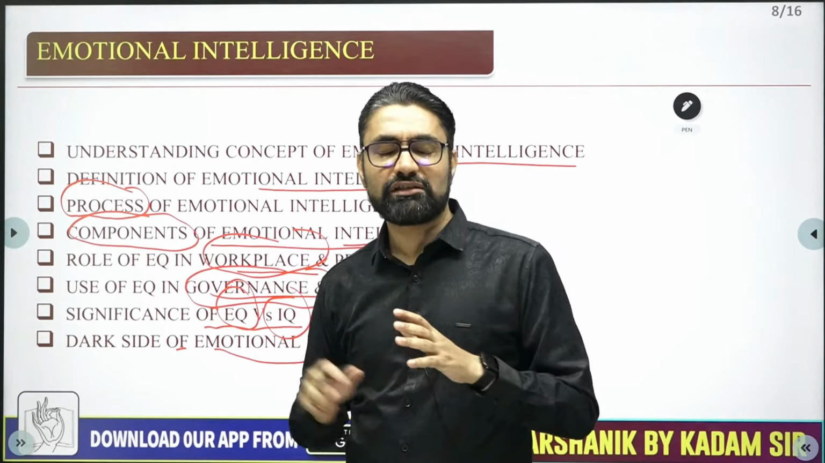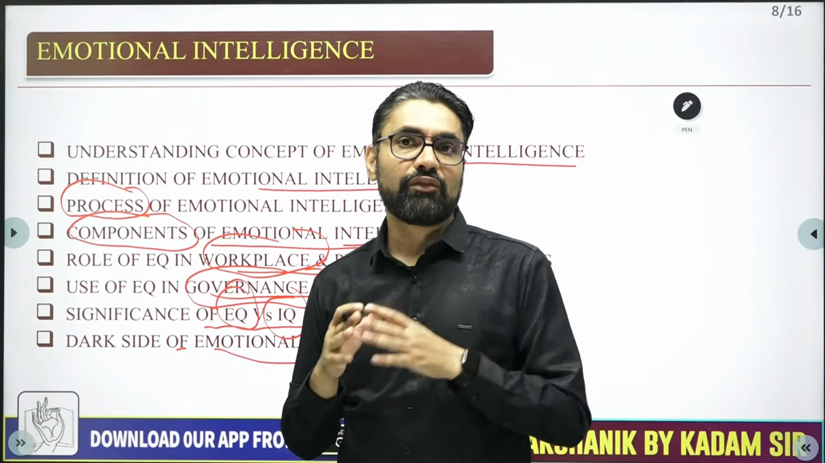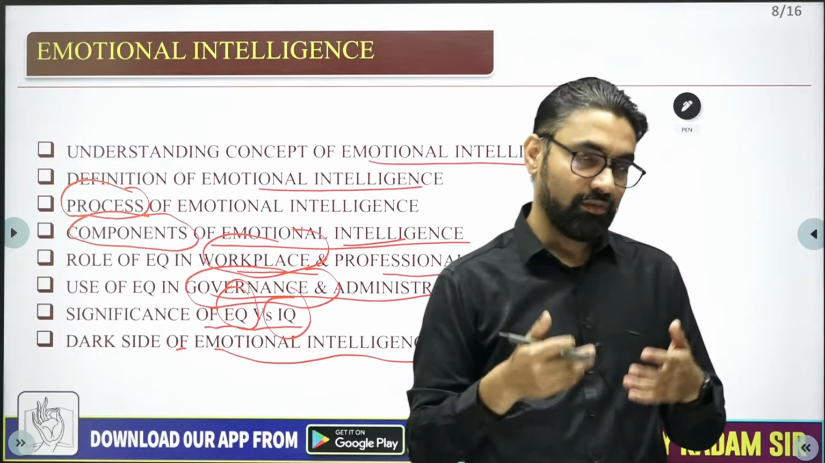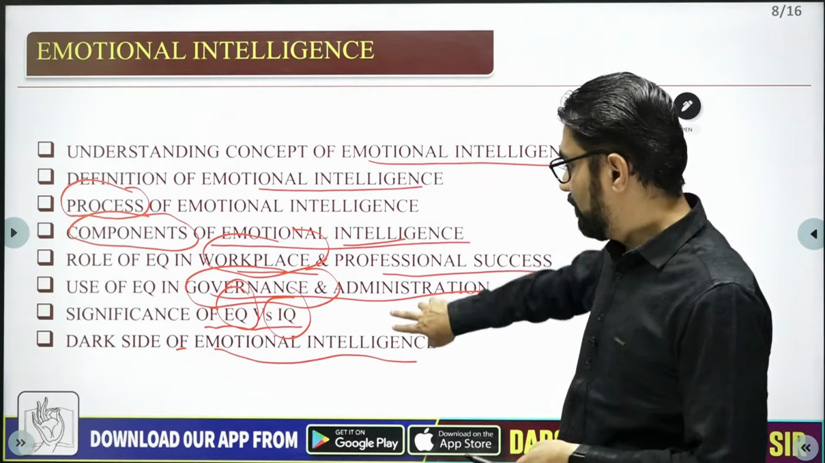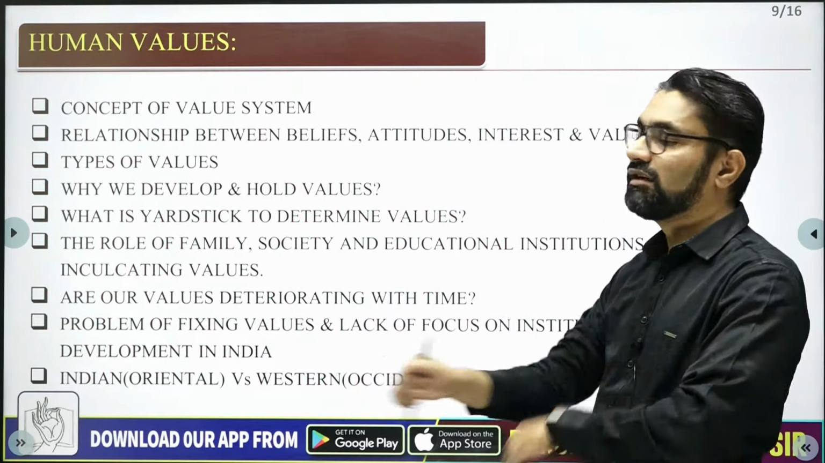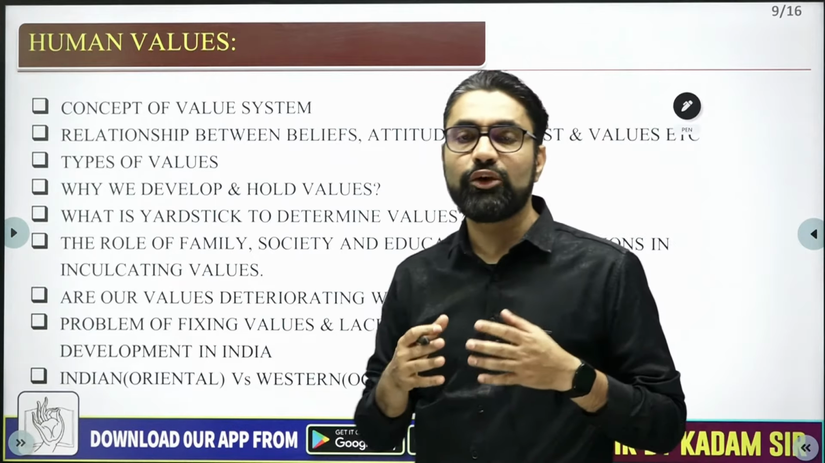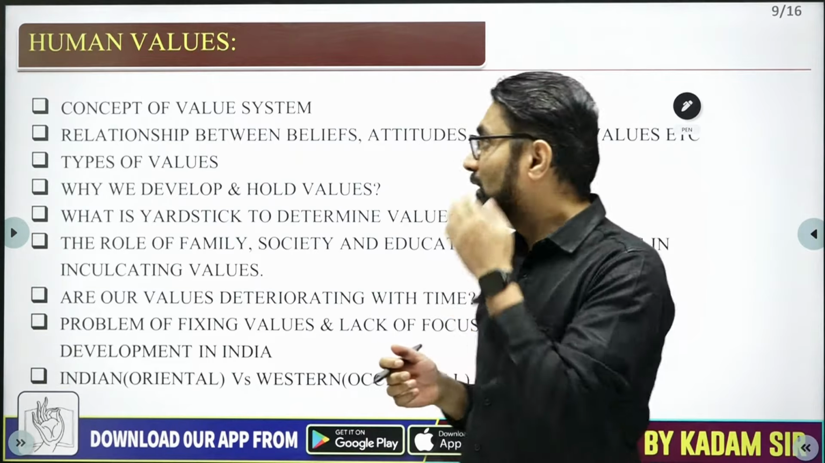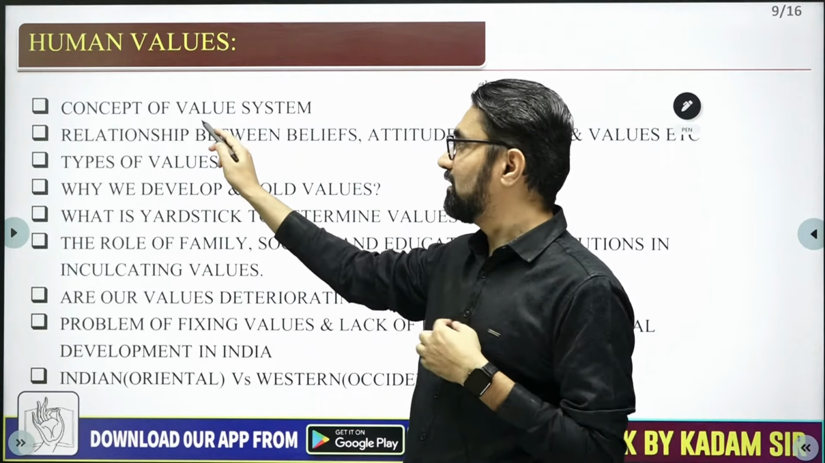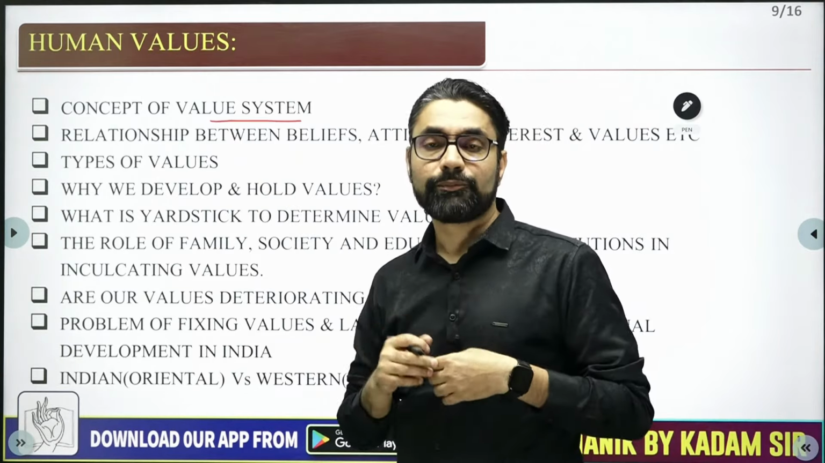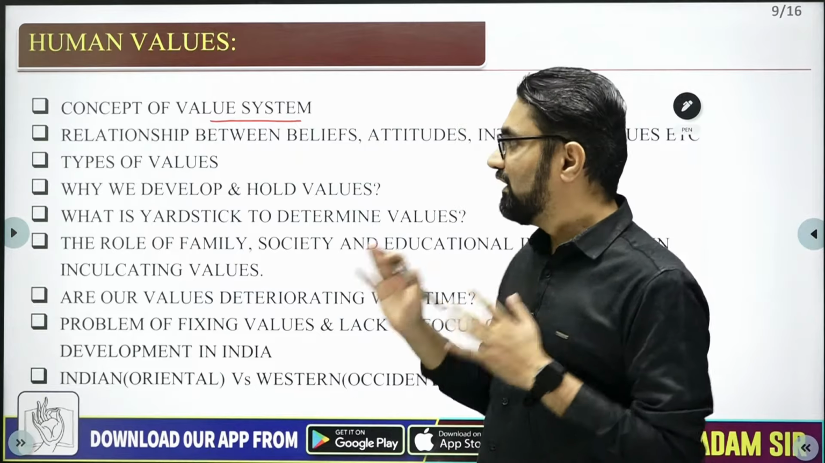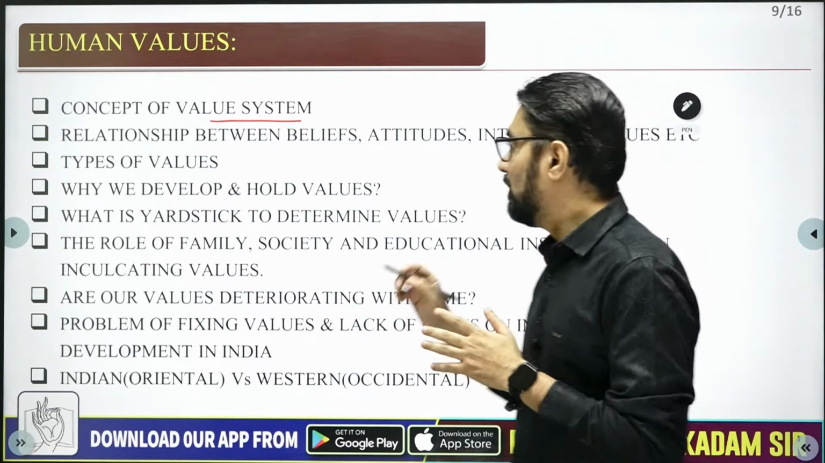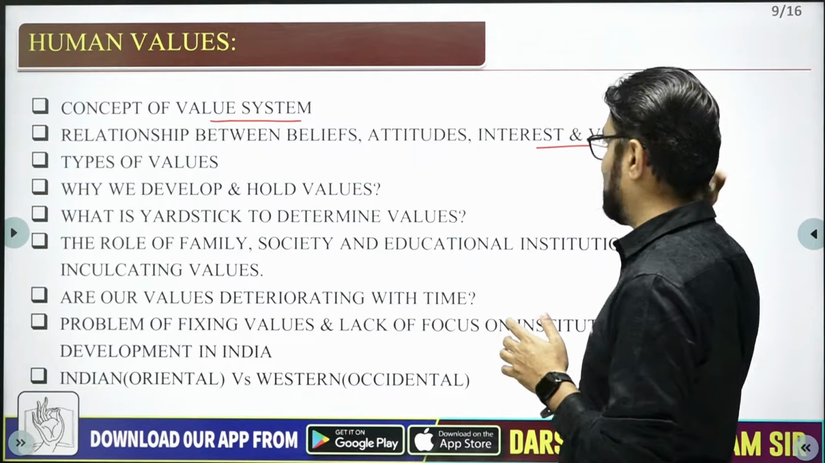So 4-5 hours we will discuss this concept of emotional intelligence in administration, governance, etc. Now the next topic in emotional intelligence is the value system, human values. In this topic of human values, first we'll try to understand the concept of value system, what values are, and what its relationship is between beliefs, attitude, interest, and values.